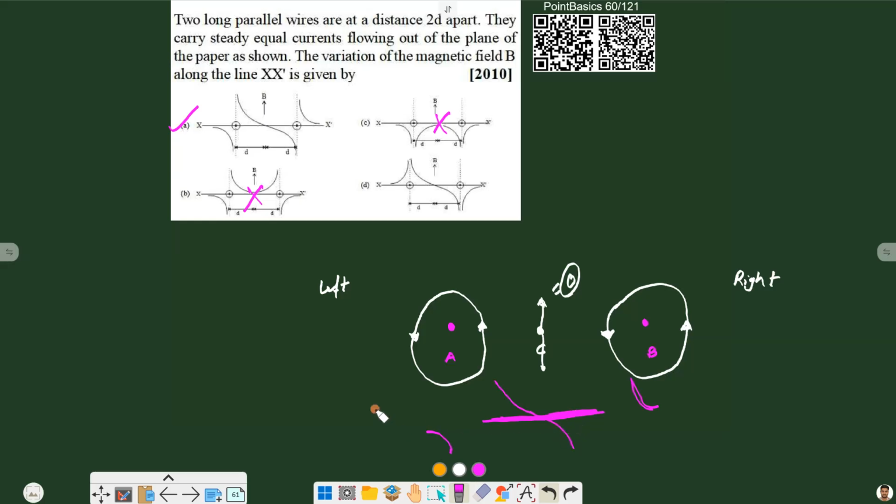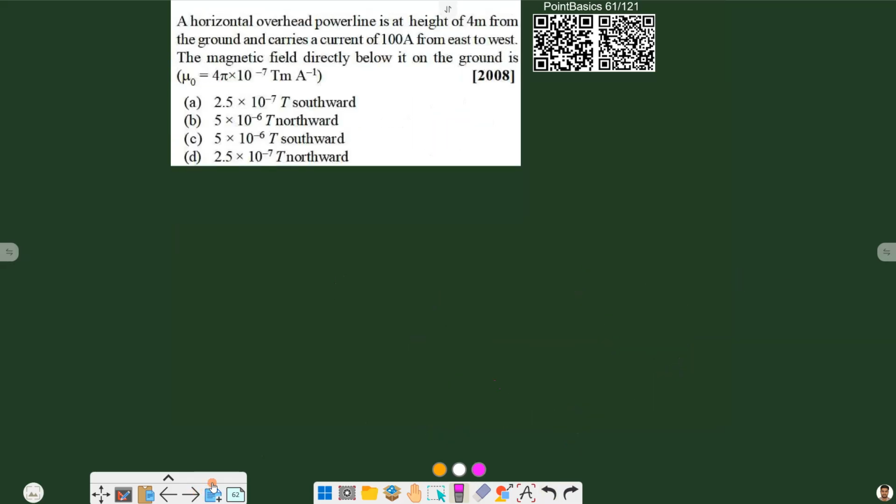Moving to the next question. A horizontal overhead power line is at a height of 4 meters from the ground and carries a current of 100 ampere from east to west. The magnetic field directly below it on the ground is, so we have to find the magnetic field below it on the ground, and it is a horizontal overhead power line, so we can consider it as an infinite conductor.